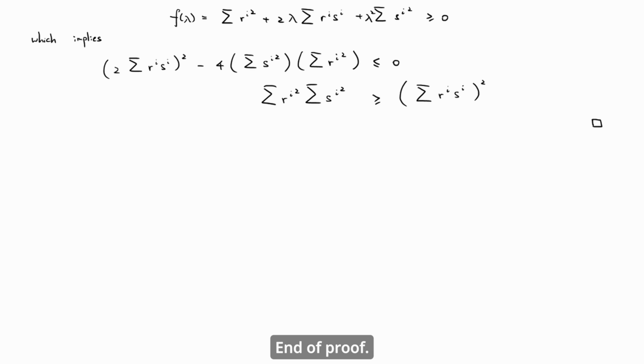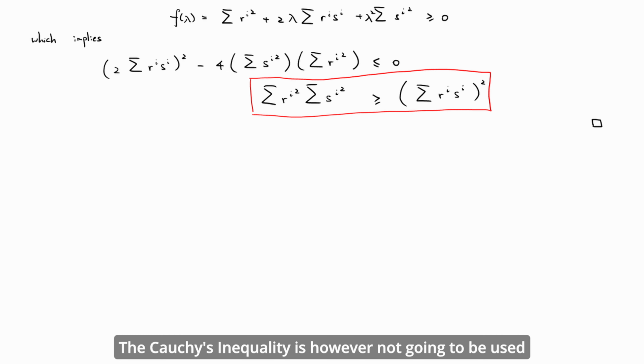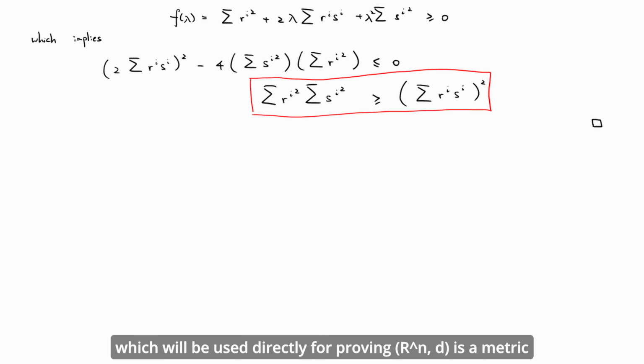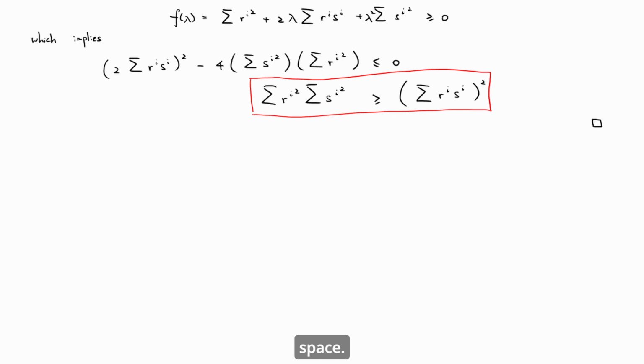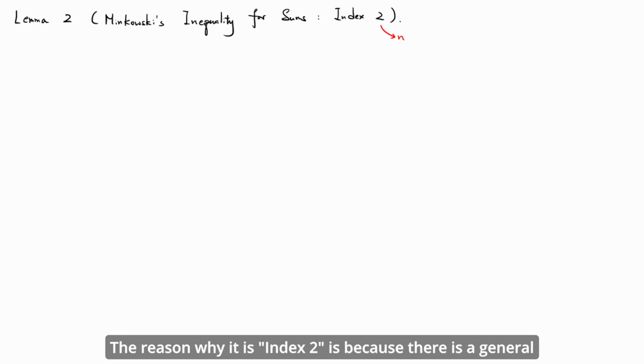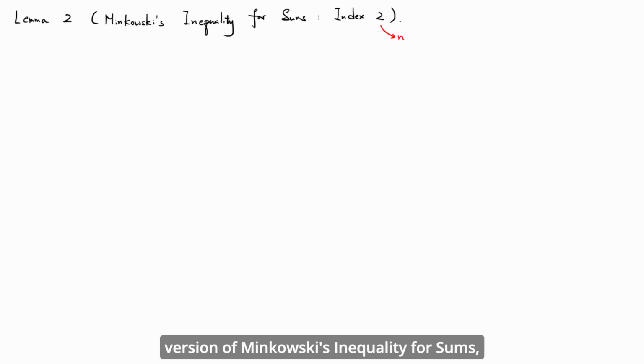End of proof. Cauchy's inequality is however not going to be used directly for proving Rⁿ and d is a metric space, but for proving the next lemma, which will be used directly. Lemma 2, Minkowski's inequality for sums, index 2. The reason why it is index 2 is because there is a general version of Minkowski's inequality for sums, but n equals 2 is already sufficient for our purpose.